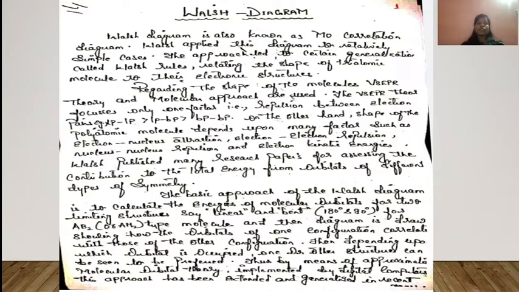The VSEPR theory focuses only on one factor, that is repulsion between the electron pairs: lone pair repulsion, lone pair-bond pair repulsion, bond pair repulsion. On the other hand, the shape of polyatomic molecules depends upon many factors such as electron-nucleus attraction, electron-electron repulsion, nucleus-nucleus repulsion, and electron kinetic energies. Walsh published many papers for determining the total contribution of energy from orbitals of different types of energies. On the basis of these papers, the Walsh diagram is able to calculate the energies of molecular orbitals for two limiting structures, that is for linear structure and for bent structure.